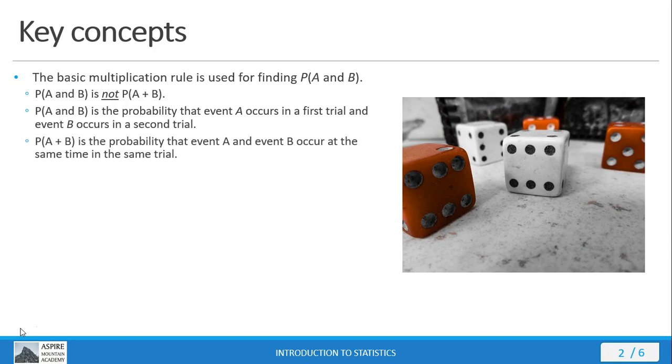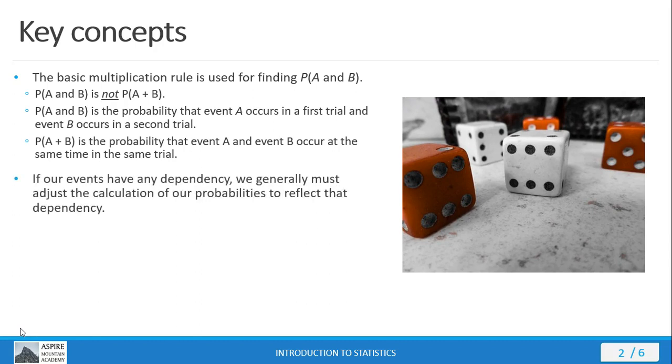The probability of A plus B is the probability that event A and B occur together at the same time in the same trial. So it's important that we know the difference of this because the multiplication rule is used for finding events that occur in successive trials, not in the same trial.